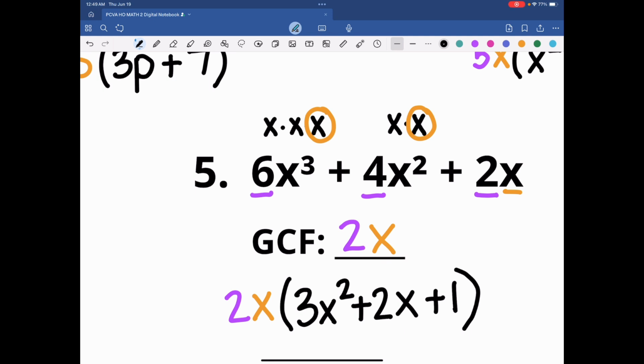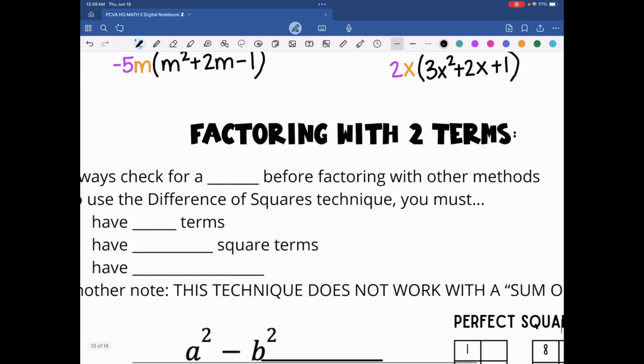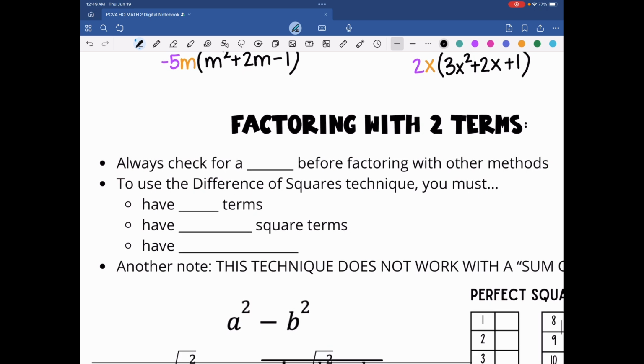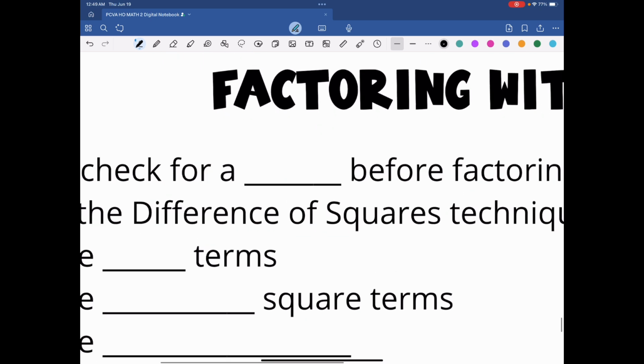All right, so as just a review for GCF, we need to make sure that we remember this every time we factor. Even if we don't have one, we always need to check. So the next thing that we're going to talk about is factoring with 2 terms. Now, even when we have 2 terms, we always want to check for a GCF before we get started.